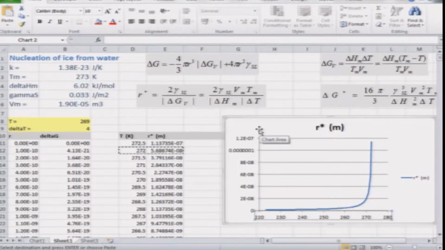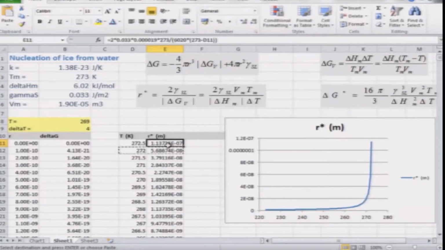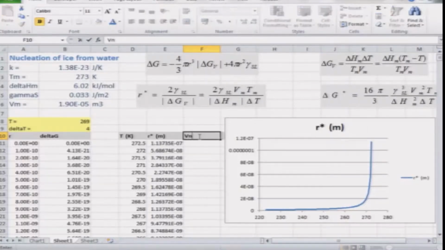Now what I can do is, after looking at this, let us see how many molecules of H2O are there in these critical size nucleus. So let us first calculate what is the volume of our nucleus. That is easy. This volume will come out in meter cube. I will call it Vn, and that is simply the volume of the sphere.